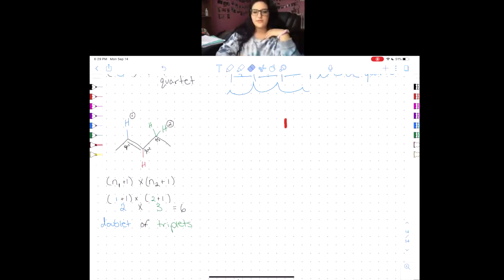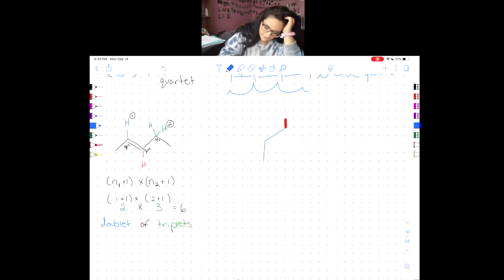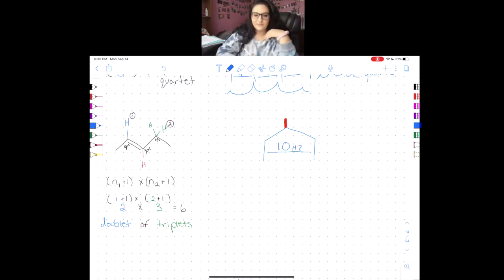So the first thing I'm going to do is we have 1 blue neighbor, so we're going to split it 1 time. And we're going to pretend the J value is 10. So the blue hydrogen splits it into 2. And for now, it looks normal, like this. And that is a doublet.